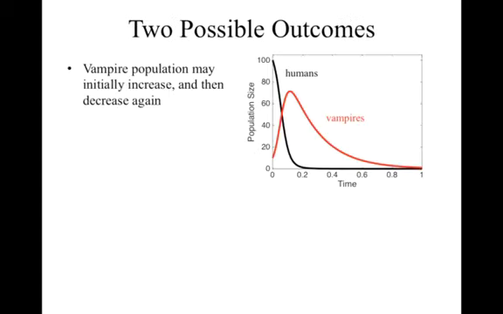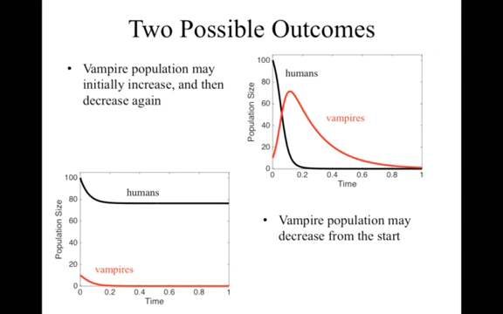All right, so in this system, there's really two possible outcomes. First, the vampire population may initially rise and then decrease again as everybody gets turned into coffins. And when that happens, the human population rapidly crashes. Another possibility is that the vampire population may just decrease right from the start. It may never really get a chance to take off, right? The first vampire into that system just can't find enough humans to spread the disease and get it going.